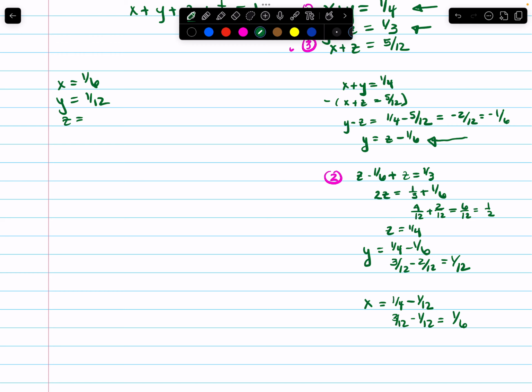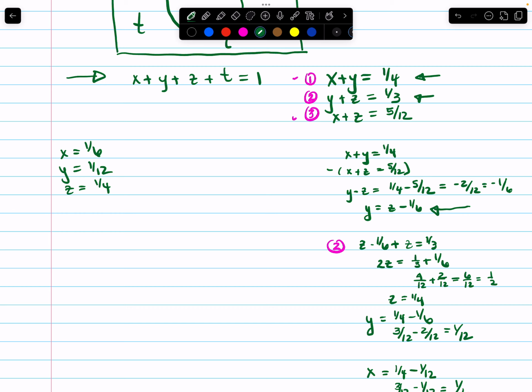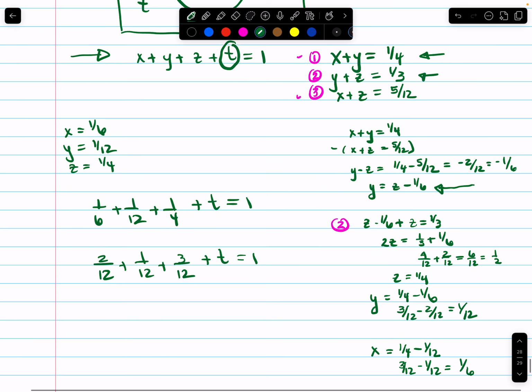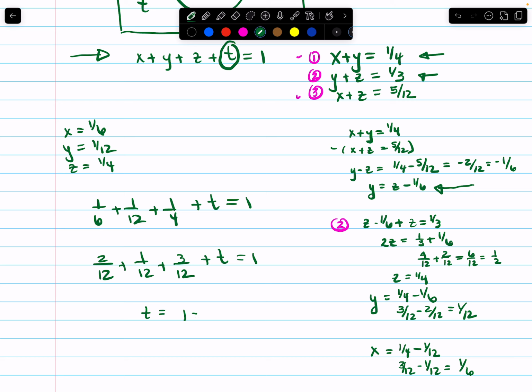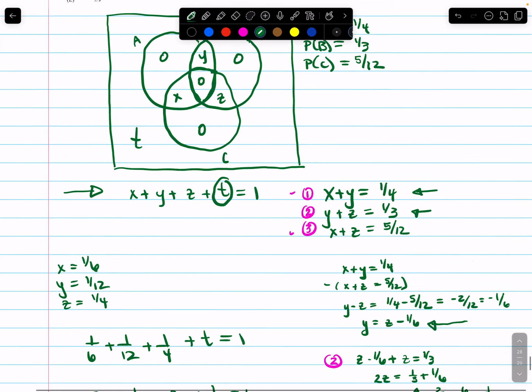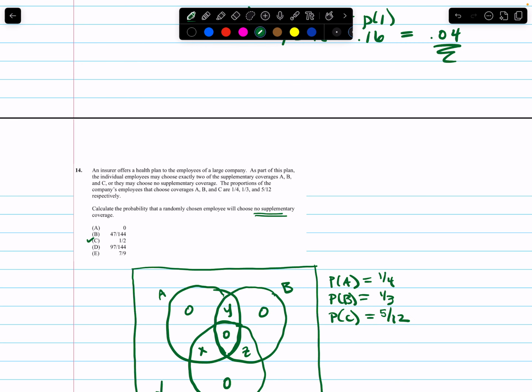and Z is 1/4. And now we go into our last equation here because we're in search of T, the no coverage, and we have enough to solve for that. So 1/6 plus 1/12 plus 1/4 plus T equals 1. Again with the 12ths. So 2/12 plus 1/12 plus 3/12 plus T equals 1. This becomes 6/12, or T is equal to 1 minus 6/12, which is 6/12, or 1/2. 1/2 is our answer. C. Did you get it?